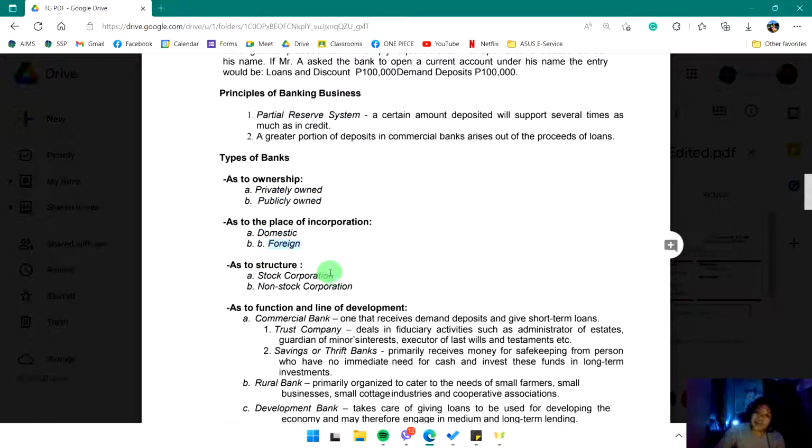So, kapag domestic, of course, it's a bank that was generated here in our country. Pag foreign bank naman yan, it's a bank that came from other countries. Yeah, basically, that's it. The structure itself, stock corporation and non-stock corporation. When we say stock corporation, they are usually allied with, or they're usually connected with the stock exchange committee. And pag non-stock corporation naman, mainly focused on banking institutions.